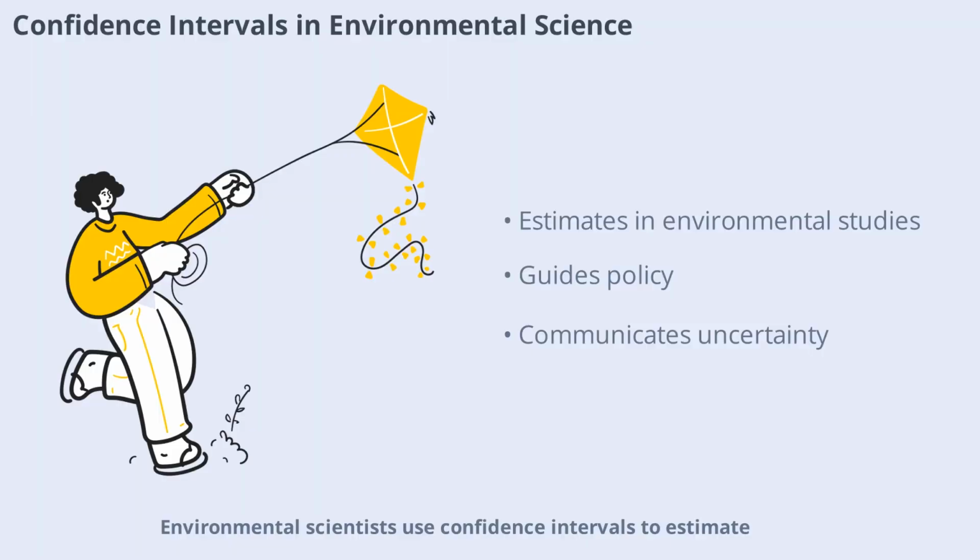Environmental scientists use confidence intervals to estimate things like pollution levels or animal populations. These intervals help communicate the uncertainty in measurements and guide policy decisions. By showing the range of possible values, scientists can better inform the public and policymakers.